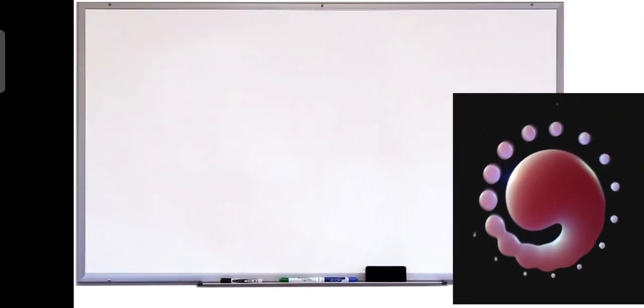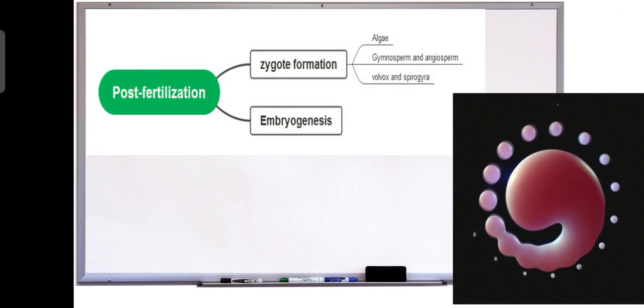The third event is the post-fertilization event. What is a post-fertilization event? The event that takes place after the act of fertilization is called post-fertilization events. It involves two events here. They are called zygote formation and embryogenesis.